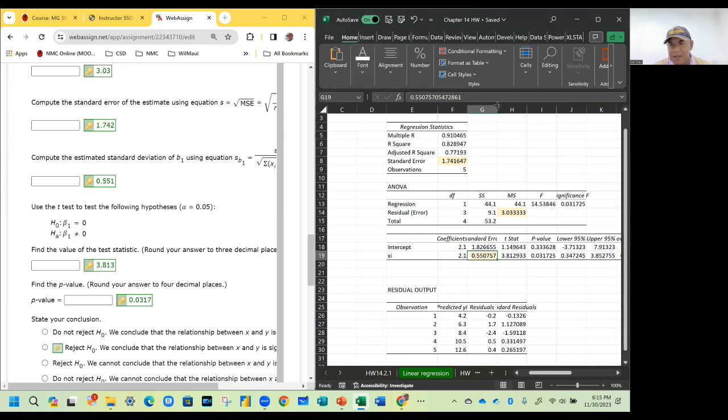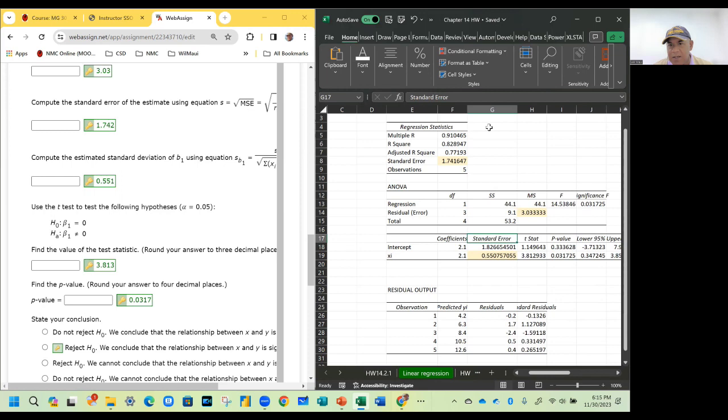I think what can be confusing is this one. So if you look, here are your standard errors, no? So your standard errors, and here are your coefficients, no? So you've got your standard error.